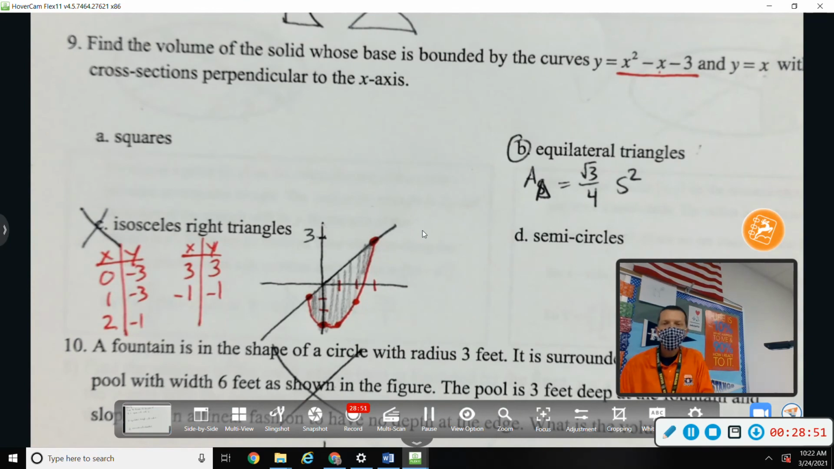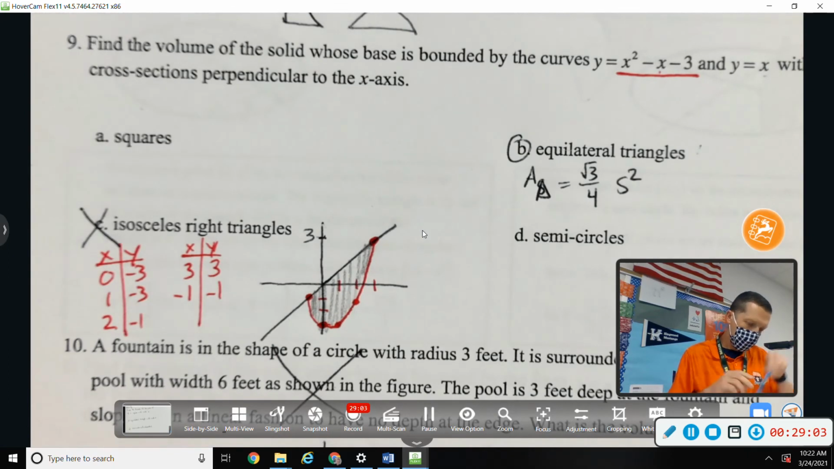So yesterday we found the area of that thing. That'd be the integral from negative 1 to 3 of top minus bottom. But that's not what we're doing today. Now we're building triangles.